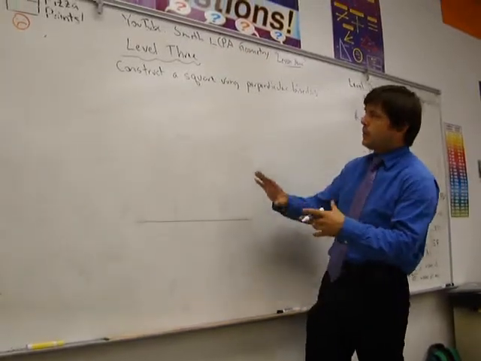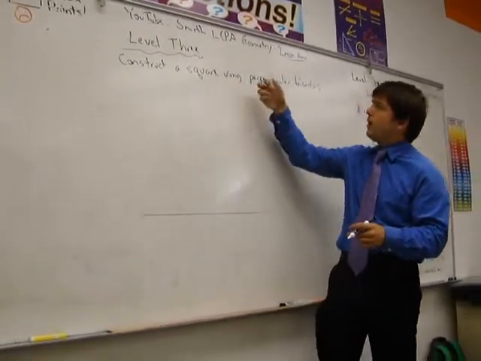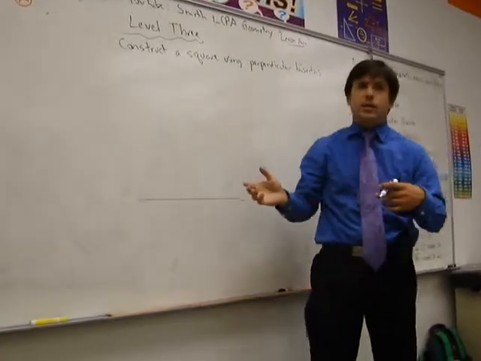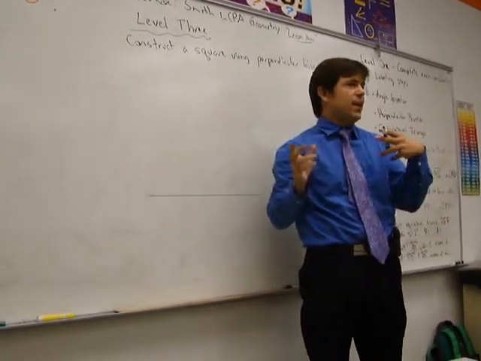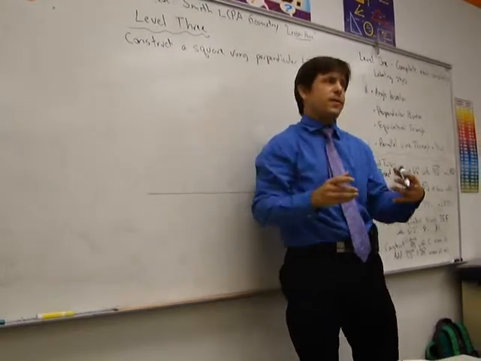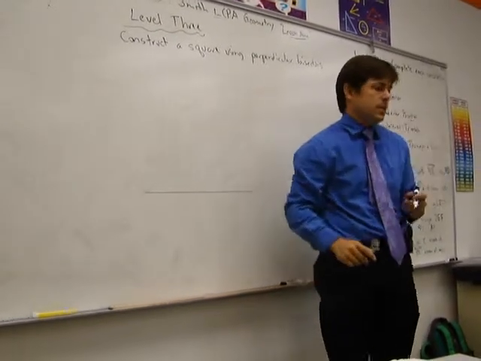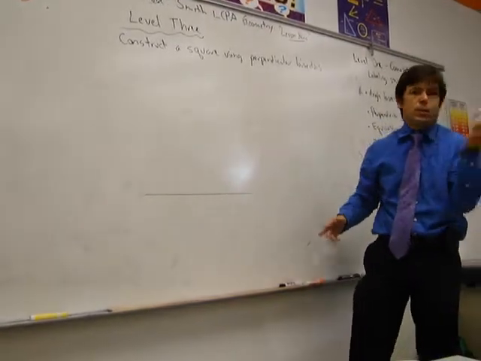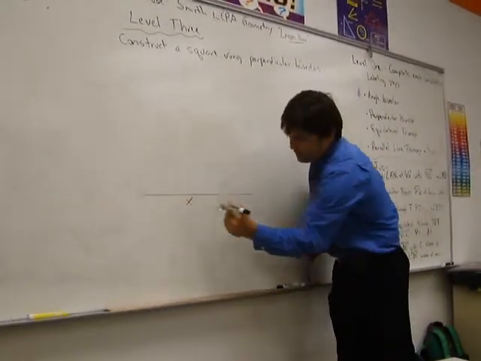Okay, so what we're going to do, we're going to try to construct a square using only perpendicular bisectors. The reason this is challenging is that, of course, we have to get every side to be congruent, and we have to get every angle to be 90 degrees. So we're going to be given a segment. Now, if we don't know the segment length, we'll just call it x.